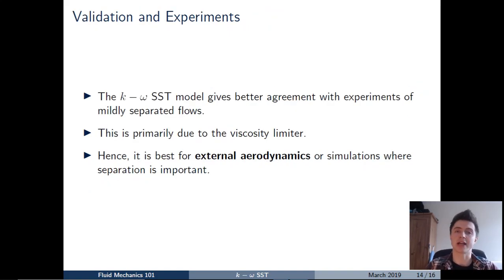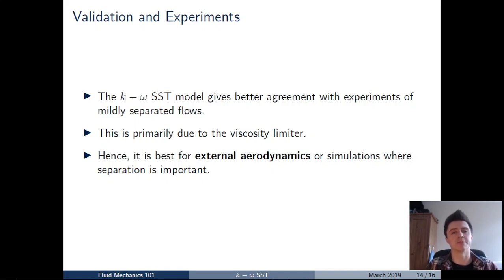So after proposing the K-omega SST model, Menter and a succession of other authors have found that the K-omega SST model gives much better agreement with experiments for mildly separated flows, and this is particularly important for external aerodynamic applications where we may have a wing or an aerofoil, and the results in the solution are going to be quite sensitive around that separation point. So we really want to be predicting separation well if we want to know when our wing and our aerofoil are going to start stalling, and that will be very important for predicting the performance of the aircraft.